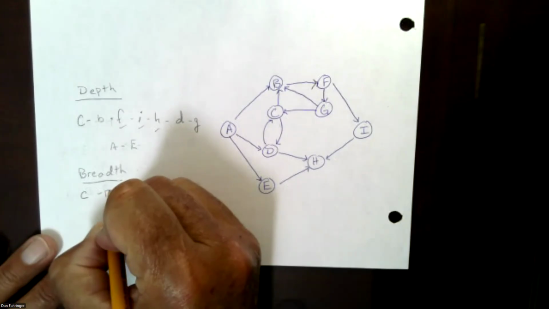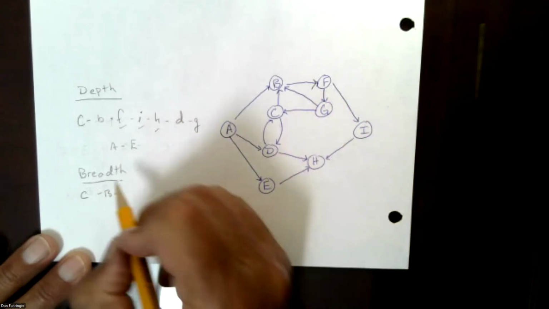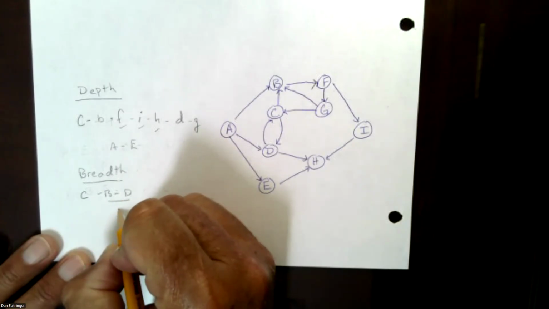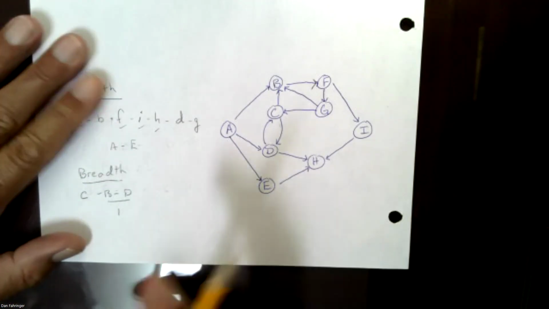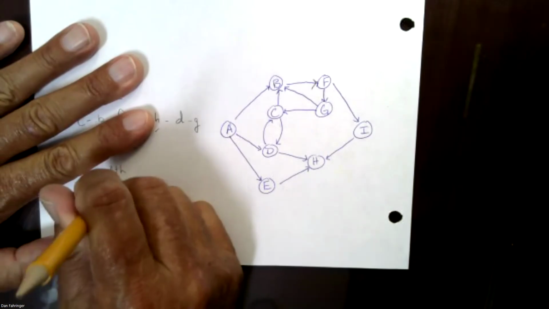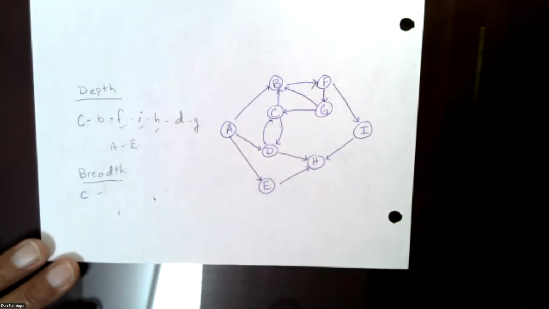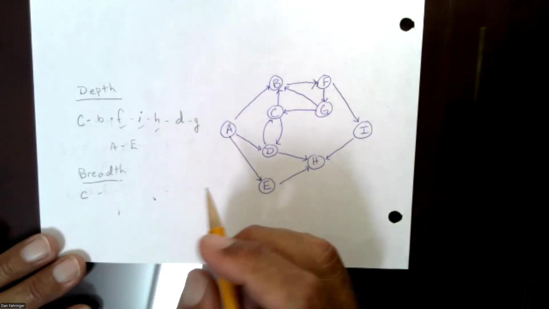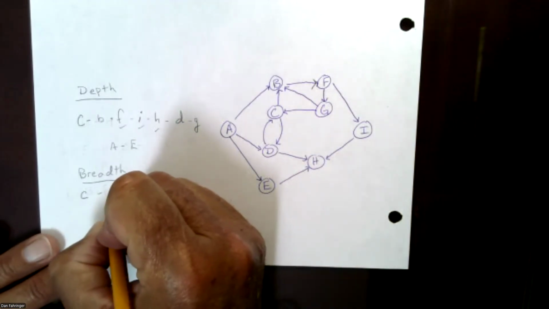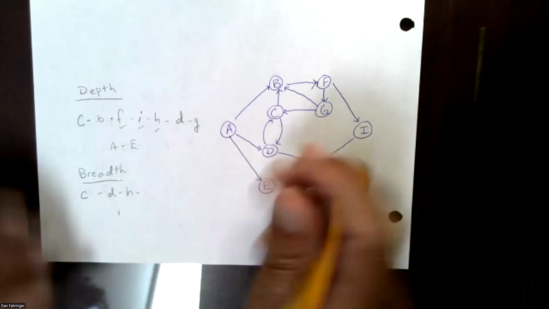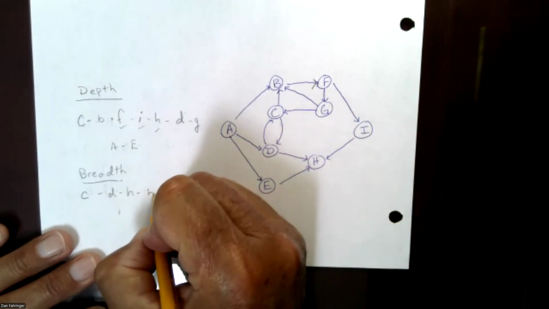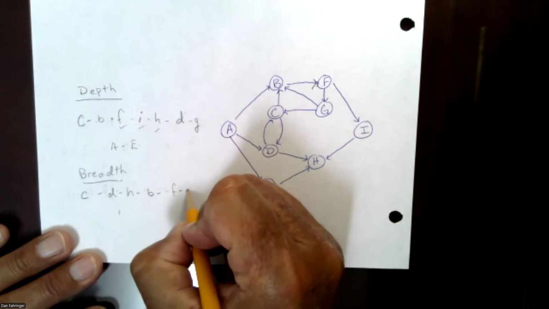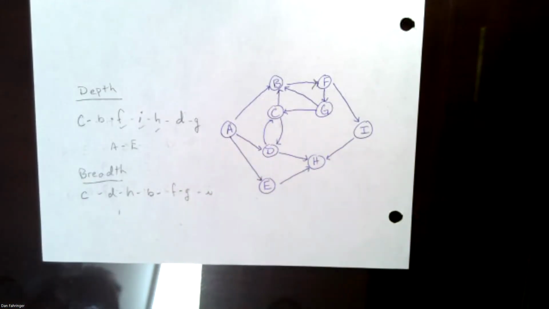C can get to B, and C can get to D. Those both are one away. C, D, B, okay, good. There's a solution. And then if I rearrange this, that's fine. We can follow Daniel's answer. C, D, H, B, F, G, and I. Let's take a look at his answer and see what we got.